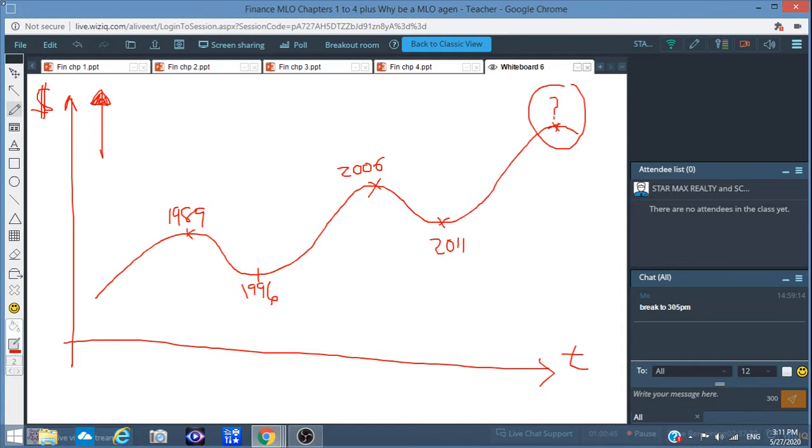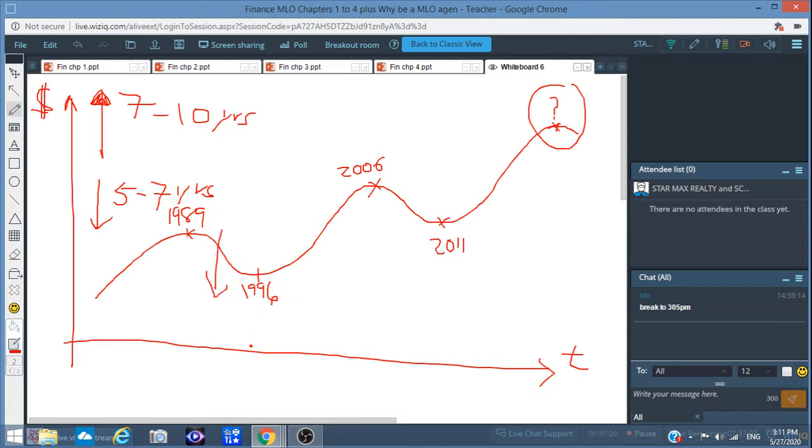Okay, so in general, it goes up, okay? How long? 7 to 10 years, right? When it goes up, 7 to 10 years. Okay? What about the down cycle? Okay? 5 to 7 years. 5到7年下跌, okay?